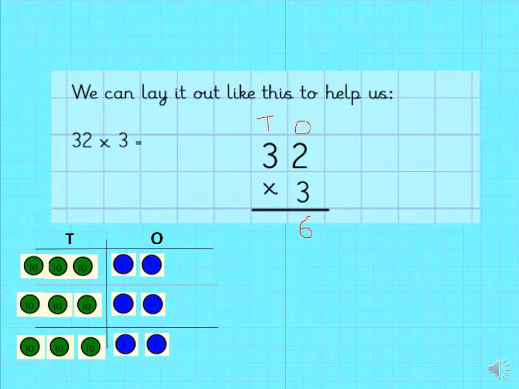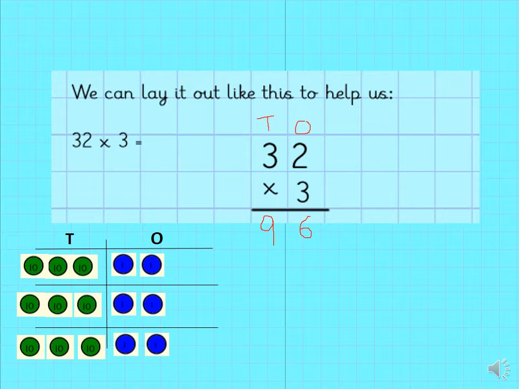It's only a 1-digit number, so we don't need to carry anything down into the tens column, okay, because that's still a 1-digit number. So that can stay where it is. And then we've got 3 times 3, which is 9. So we are going to put that in our tens column. And then our answer is 96.